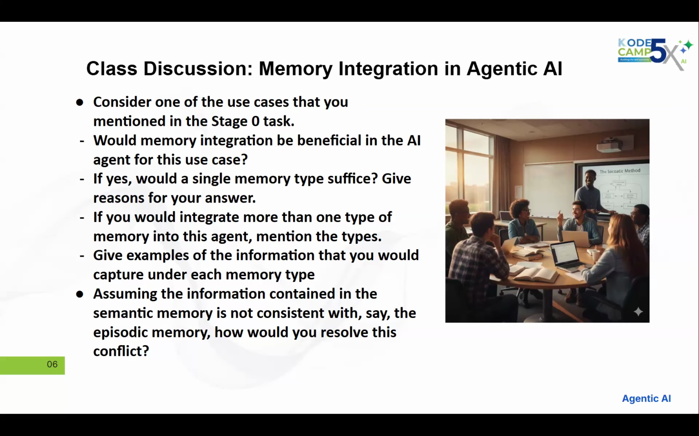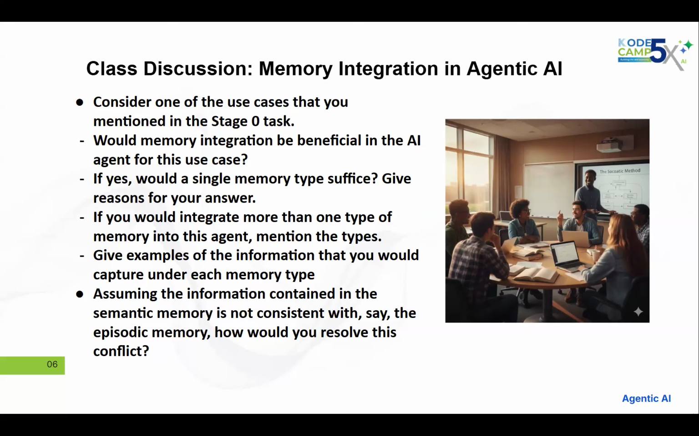And then going to the next question. Okay, I've answered the next question. Yes, so the next question says if you would integrate more than one type of memory into this, mention the types. Okay, I already mentioned this one. Let me go back to this one. I said yes, would a single memory type suffice? Give reasons for it. I've answered this one too. Give examples of the information that you would capture under each memory type.